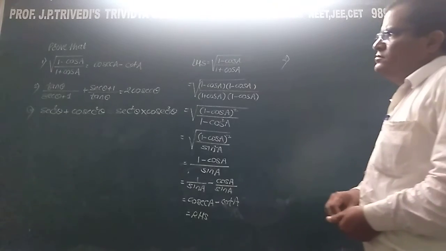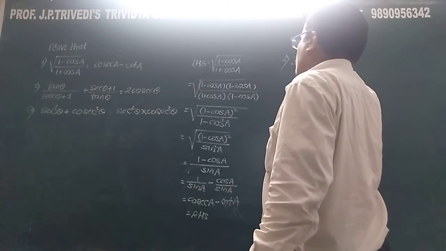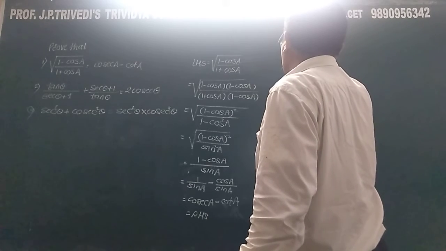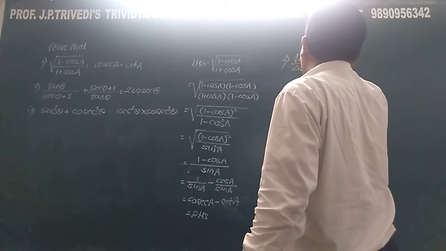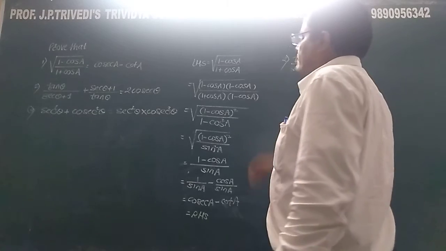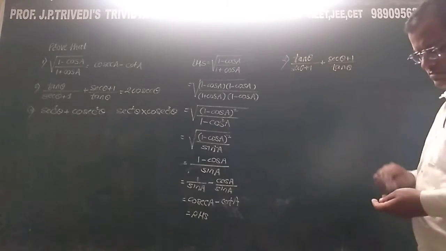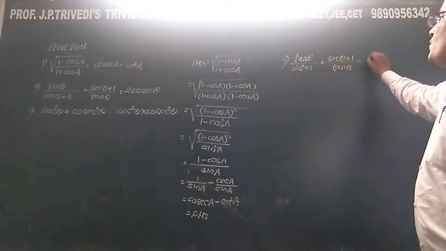Number 2: tan theta upon sec theta plus 1 plus sec theta plus 1 upon tan theta is equal to 2 cosec theta.